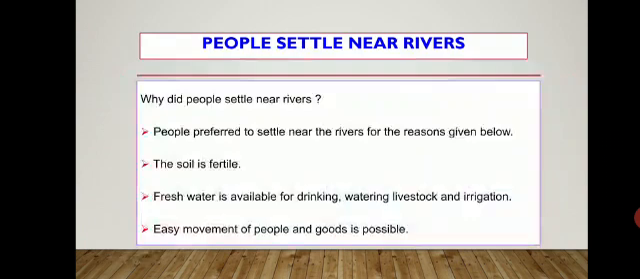Okay, now let's continue. First, we discuss why people settled near rivers. In Tamil, ஆதிகால மனிதர்கள் ஏன் நதிக்கரையில் வசித்தனர்? People prefer to settle near the rivers for these reasons: the soil is fertile, fresh water is available for drinking, watering livestock and irrigation. And the last point is that easy movement of people and goods is possible.